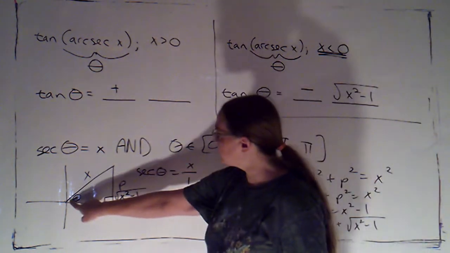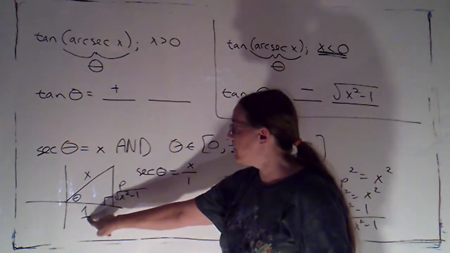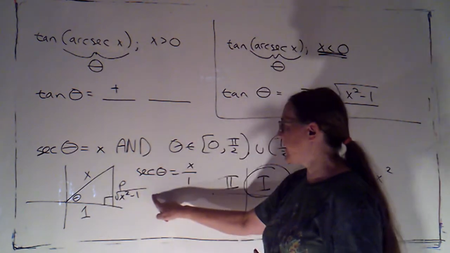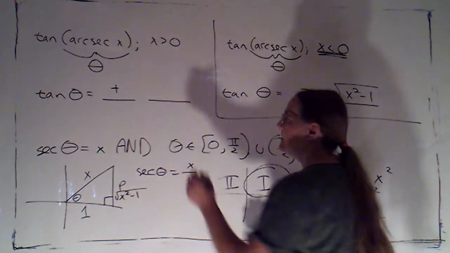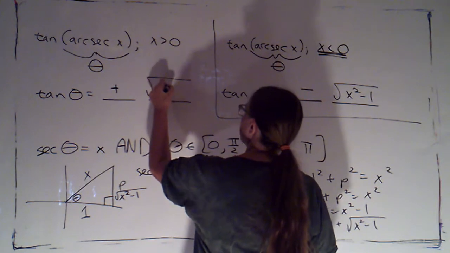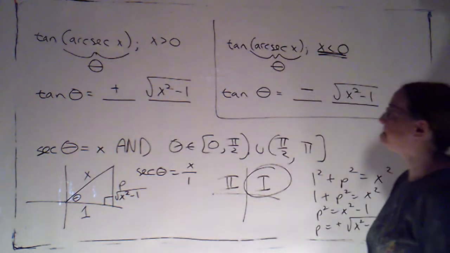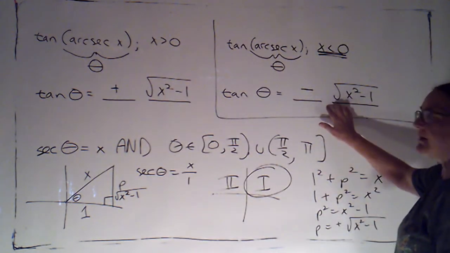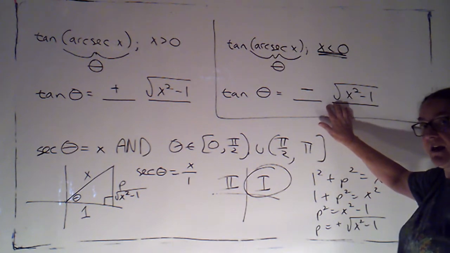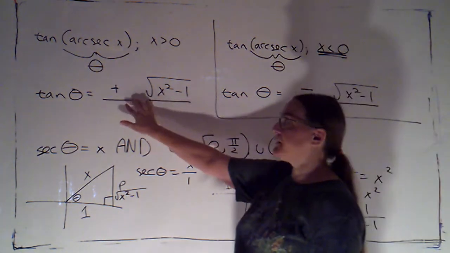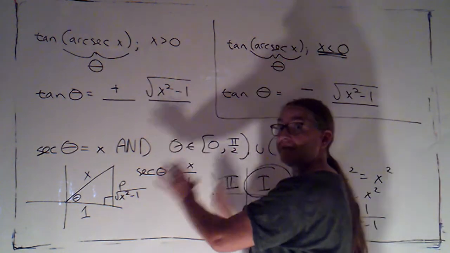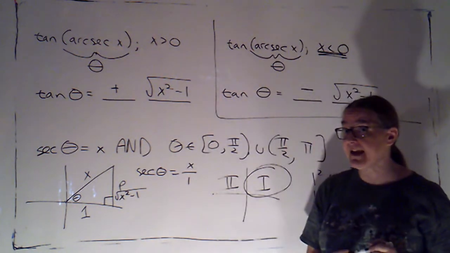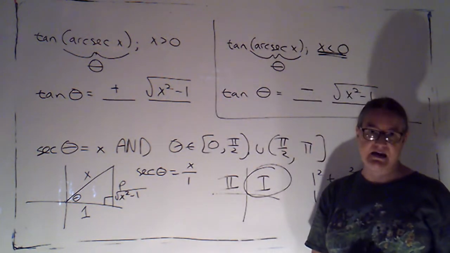And then tangent would be opposite over adjacent. So it's root x squared minus 1 over 1. And of course, I can just write that as root x squared minus 1. We did not get the same answer that we got when x was negative. We got the opposite answer. So the work was similar. The answers are very similar. They're related, but they're not the same.